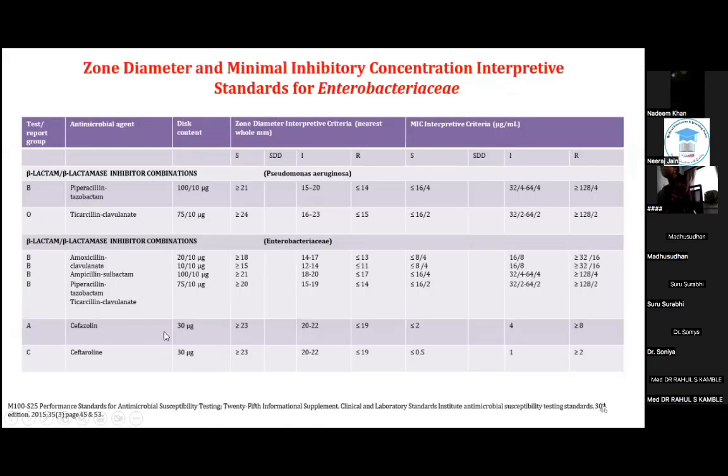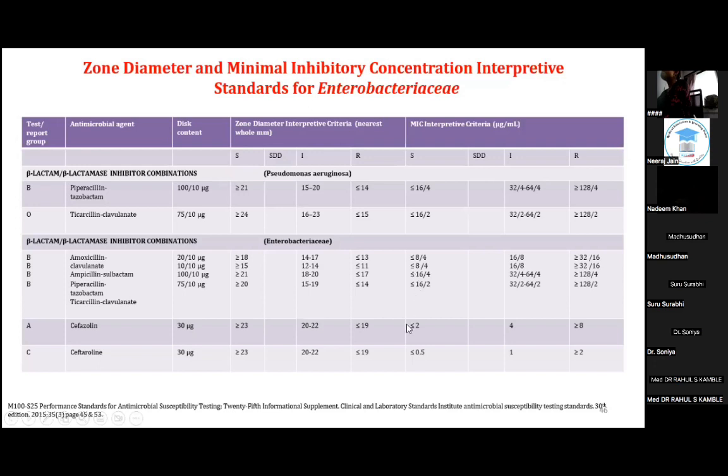So this is how the CLSI chart looks, for example, for Enterobacteriaceae for different antibiotics. Say, for example, I get an E. coli and I get the MIC as 1. I will refer to this chart. We'll see the sensitive breakpoint, it is 2. My MIC is 1, so it is lesser than the breakpoint, so that MIC of 1 will be interpreted as sensitive. If the MIC would have been 16, since it is greater than the resistant breakpoint, the MIC would have been interpreted as resistant. So this is how the MIC is interpreted as sensitive or resistant based on the breakpoints.